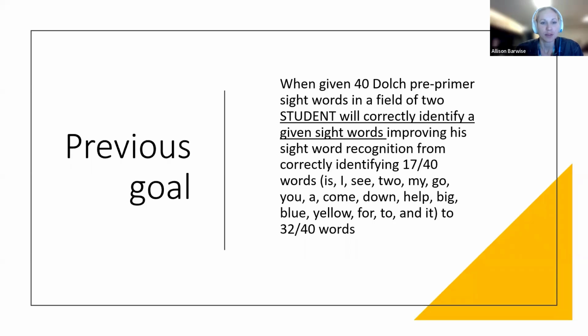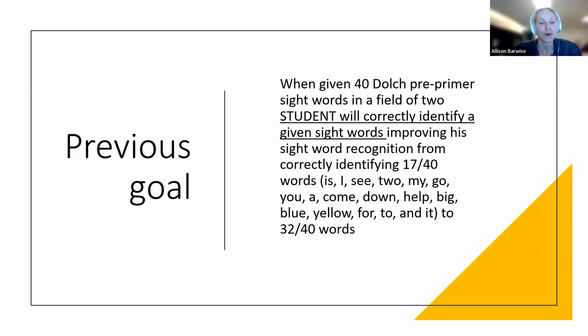So this was one of his previous goals, and you can see that it was that sight word goal that we often see for our students, where he's having to correctly identify a given sight word from a field of 2. And we really wanted to rework this goal so that he was not just looking at the sight words and memorizing them, because he has a very strong ability to do that, but knowing that that's not going to make him a complete reader. And within a field of 2, he has a 50% chance of getting a lot of these words right.